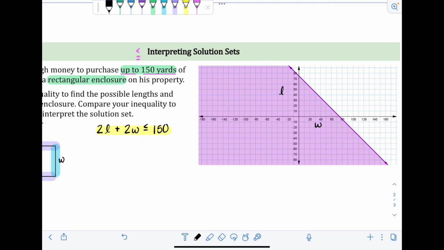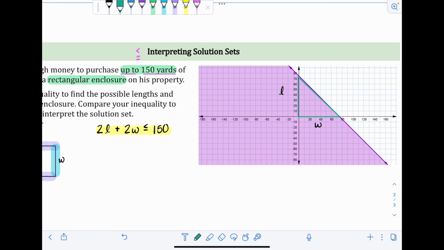So can we have a negative length or a negative width? Can those values be negative? It's not possible, because you can't have a negative distance. So that means the only true solution set for this problem, at least in the context of this problem, is the parts where length and width are positive. So it's this whole section right here. It's not that it's shaded incorrectly. It is shaded correctly based on the inequality. It's just that with context, some of those answers don't make sense.